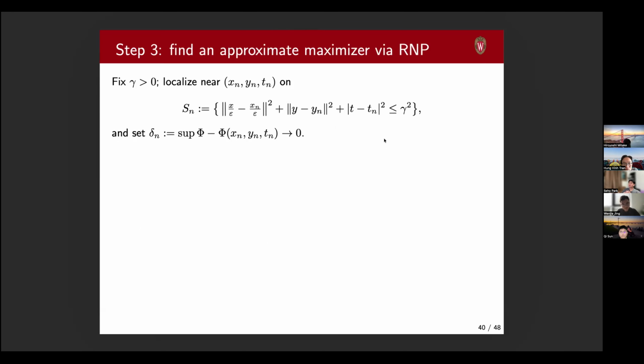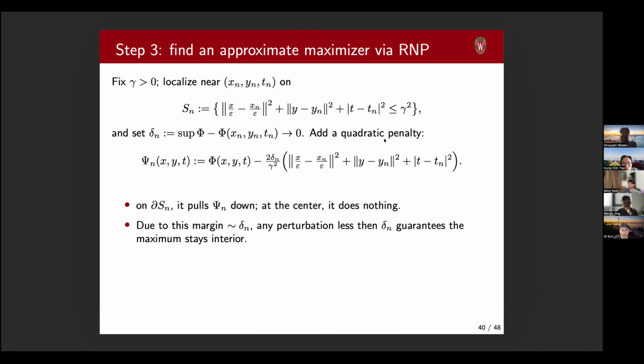Okay, so before using the Radon-Nikodym property, we need to localize near the sequence. So here S of n is the ball with radius gamma centered at xn, yn, and tn. I mean, centered at the sequence, and it has a radius gamma. And then I'm going to set delta of n, which is the supremum of phi minus phi at the sequence. Since the sequence converges to its supremum, delta of n converges to 0 when n goes to infinity.